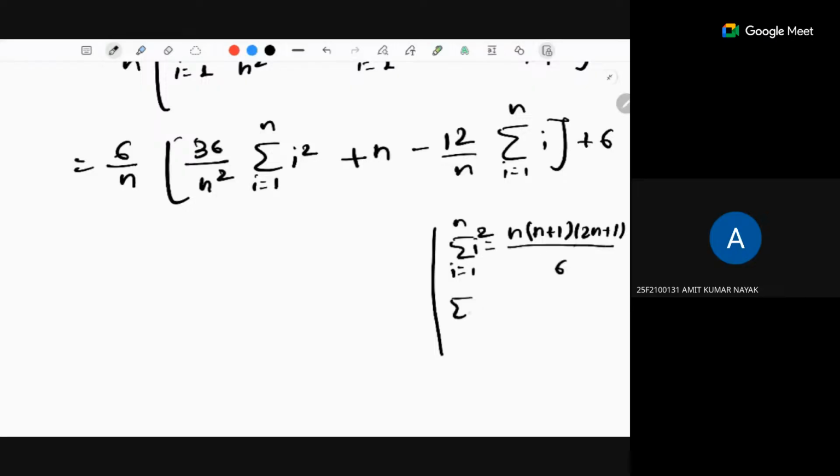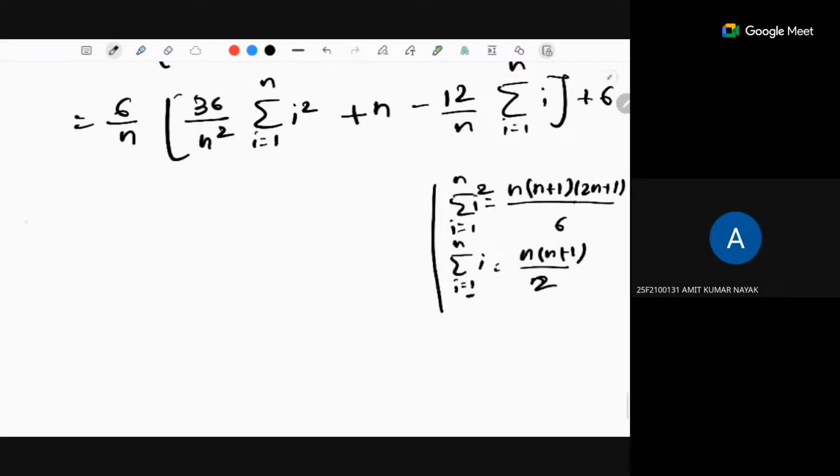This is for i square, and for i it is n into n plus 1 by 2. And surely it starts from 1, right? i is from 1 to n, so 1 plus 2 plus up to n. Okay, so we have to use these two formulas.